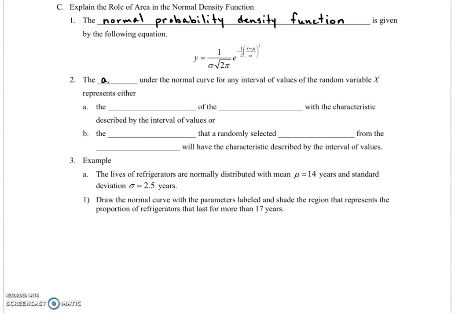So the area under the normal curve for any interval of values of the random variable x represents either the proportion of the population with the characteristic described by the random variable, or the probability that a randomly selected, and it's important that it's randomly selected, individual from the population has the characteristic.